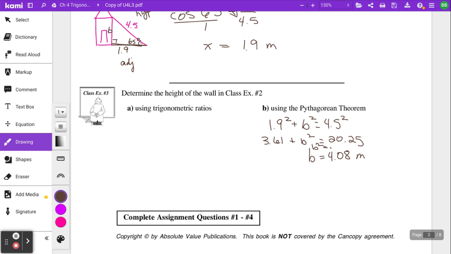I don't know, 17 point something. Anyway, no, 16 point something. Square root, 4.08. Are we good? 4.08? All in favor, say aye. Okay, so then we're good.